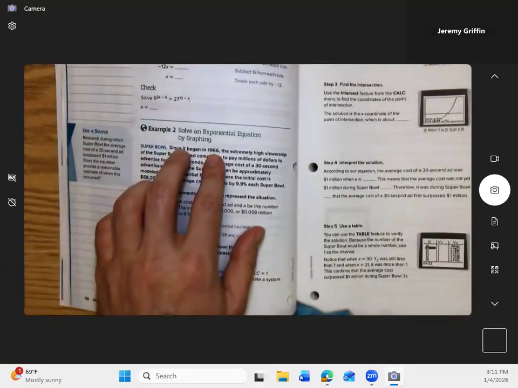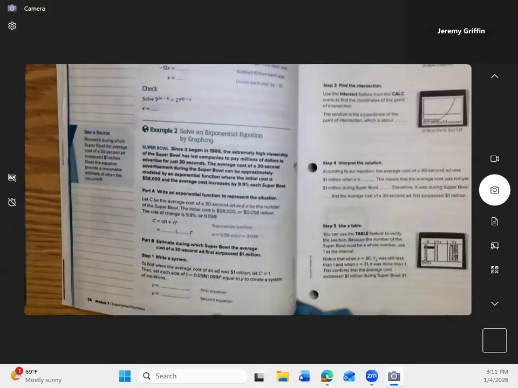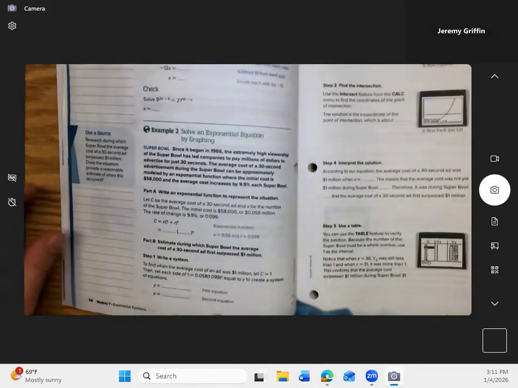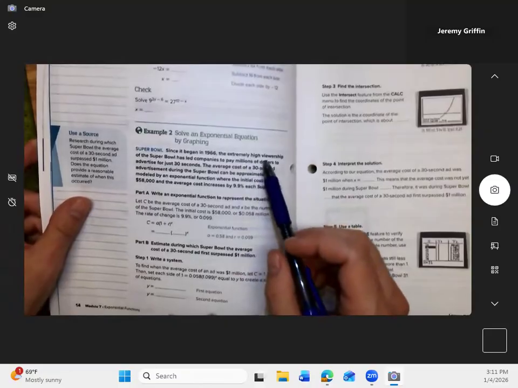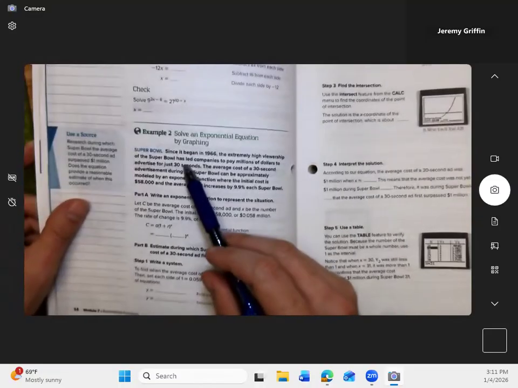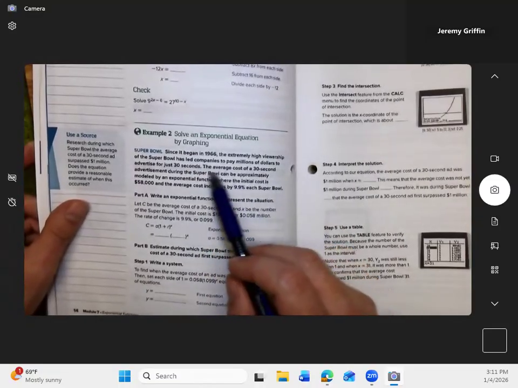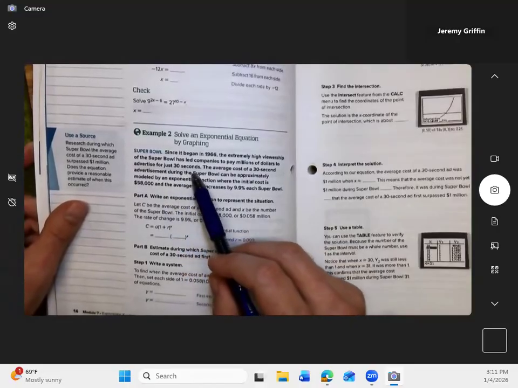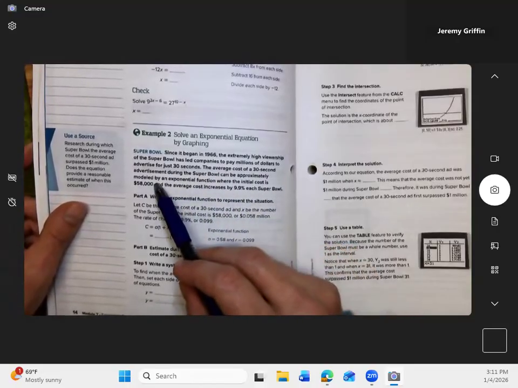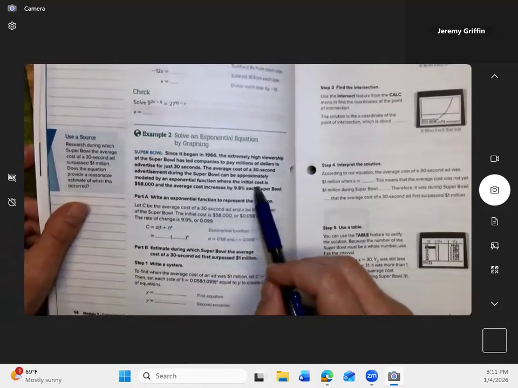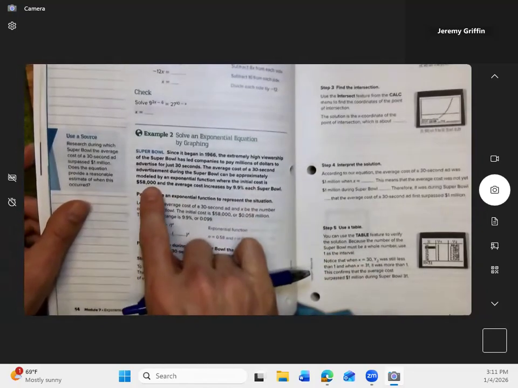Say solve exponential equation by graphing. Ooh, we got one of these story equations. All right, since it began in 1966, the extremely high viewership of the Super Bowl has led companies to pay millions of dollars to advertise for just 30 seconds. The average cost of a 30-second ad during the Super Bowl can be approximately modeled by an exponential function, where the initial cost was $58,000.